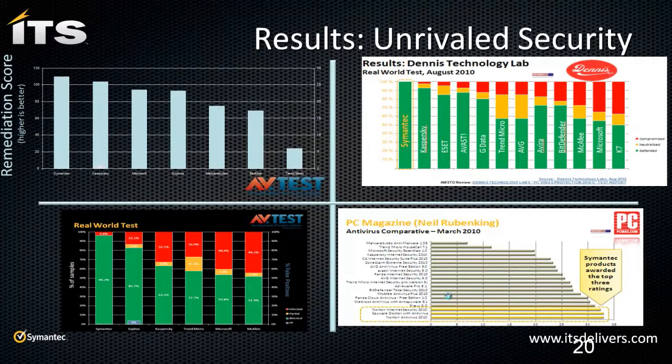I talked about improved performance, but really when it comes down to it, the real key is the unrivaled security. Some infographic here, some ratings that we have around Symantec Endpoint Protection 12. A lot of really cool graphics. Really the meat and potatoes of things is that Endpoint Protection 12.1 provides the best out there.